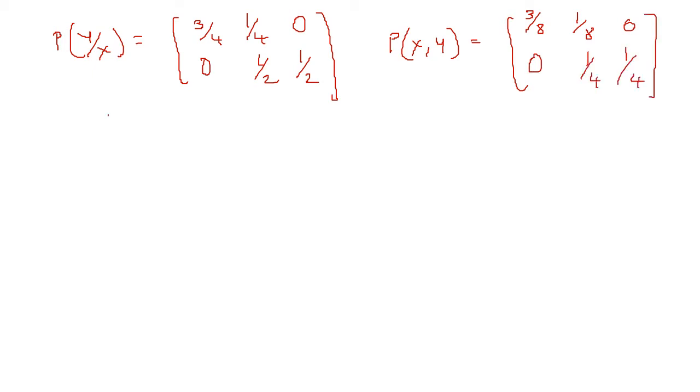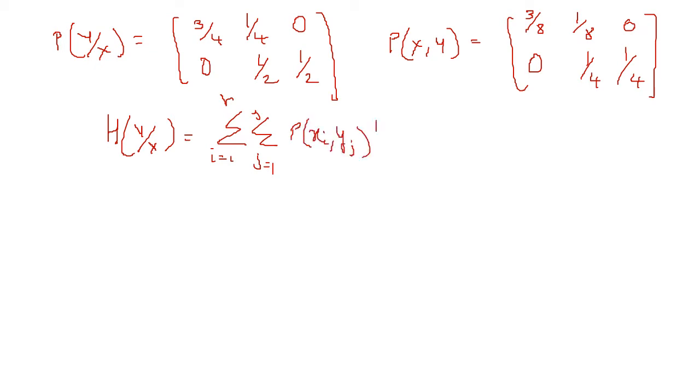Now by the definition, H(Y/X) is nothing but the double summation, i varying from 1 to r, j varying from 1 to s, P(xi, yj) into log of 1 by P(yj/xi). So this is the scalar quantity here, that is the joint probability matrix. So we can write this equation as 3/8, that is this particular element, into log of 1 by P(yj/xi), this one.